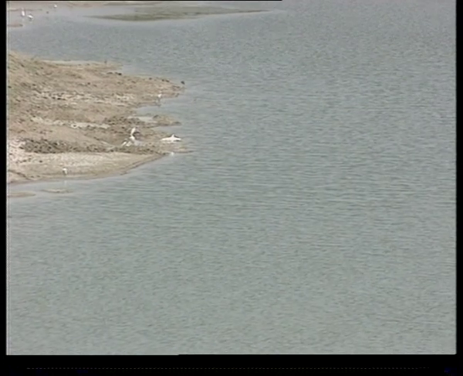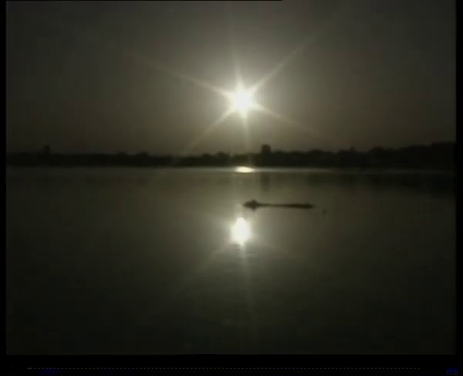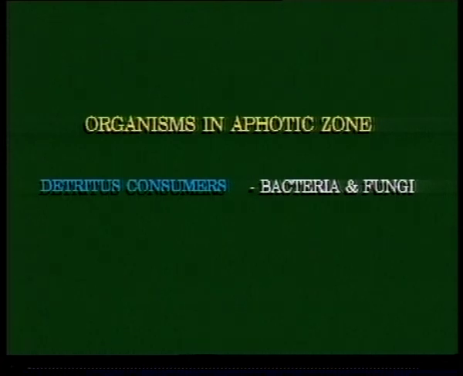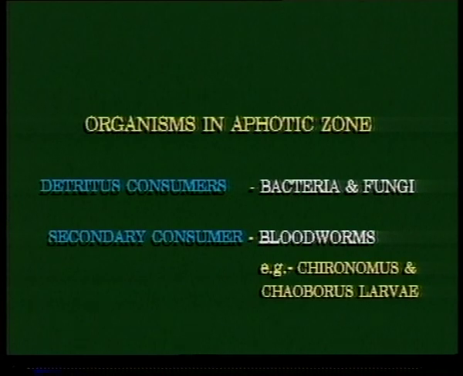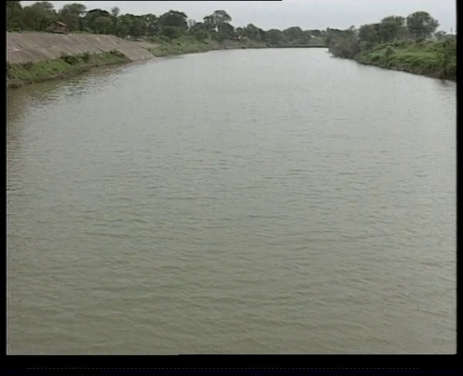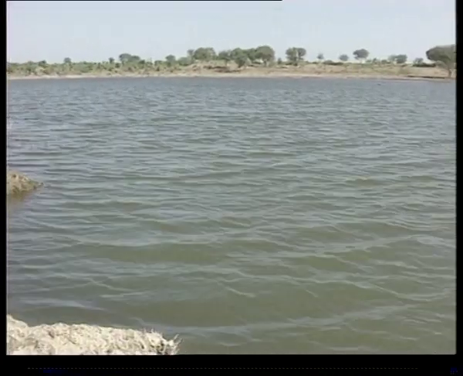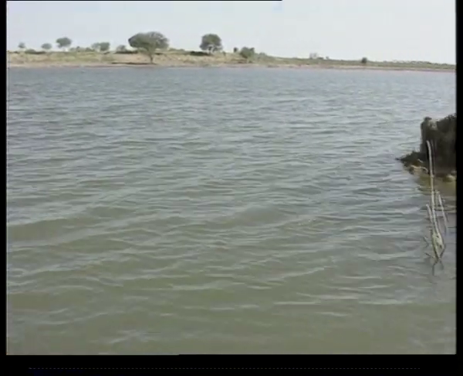In the profundal or aphotic zone, the detritus consumers and secondary consumers are met with. The detritus consumers form the major community consisting of bacteria and fungi. The secondary consumers consist of bloodworms, that is, hemoglobin-containing organisms like Chironomus and Chaoborus larvae. The gradual transformation from riverine to lacustrine ecosystem gives rise to this intricate ecosystem, which grows up as a result of an artificial system.